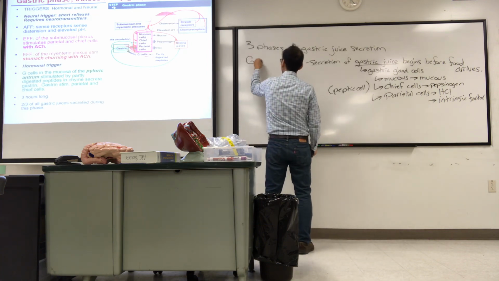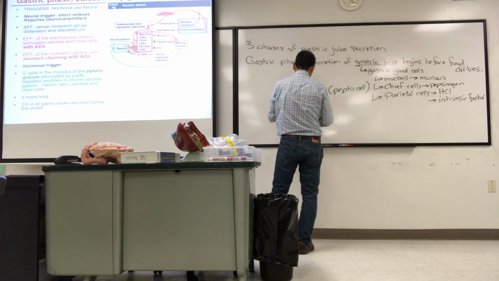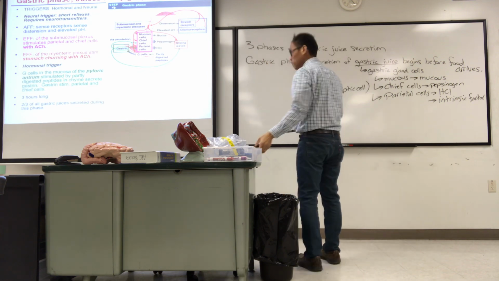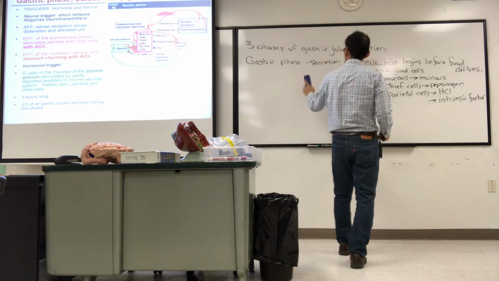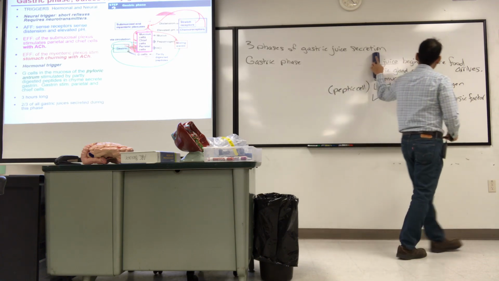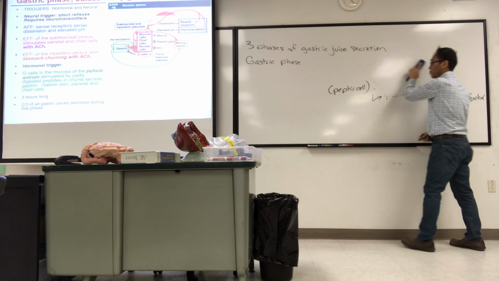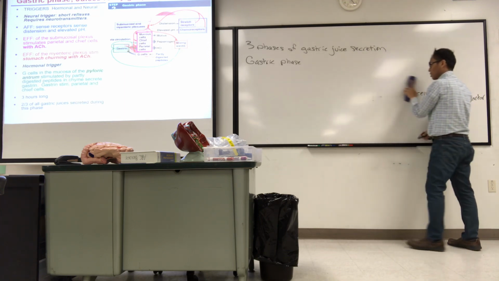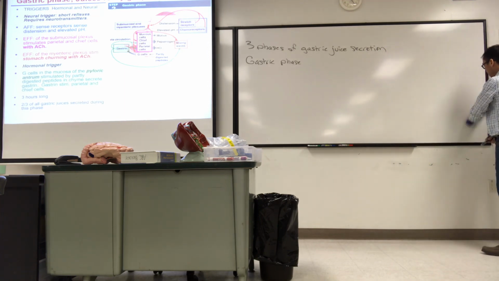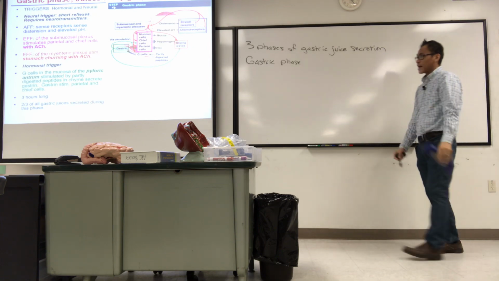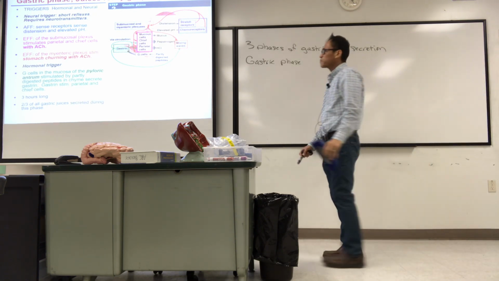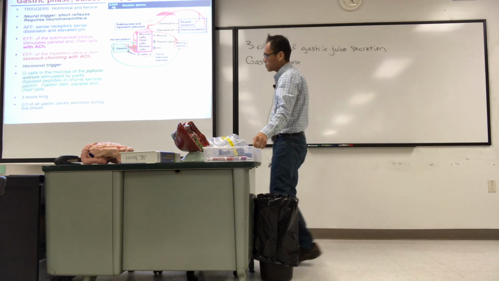Called the gastric phase. Say this is 3 hours long. So you eat for about an hour, and it's happening a couple hours later, and it produces most of the gastric juice, about 2/3 of it. Anyways, what I want you to understand is most of the physiology.